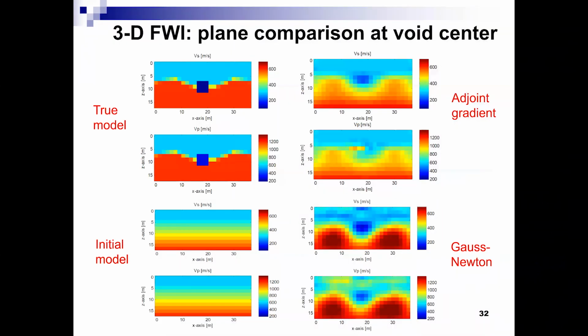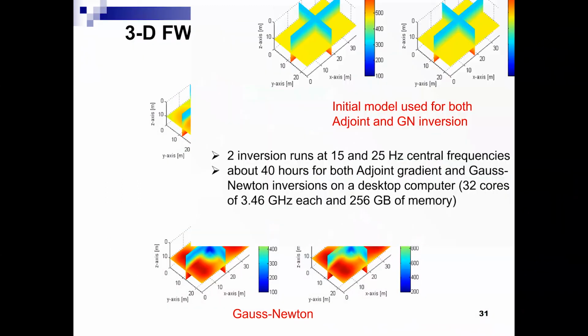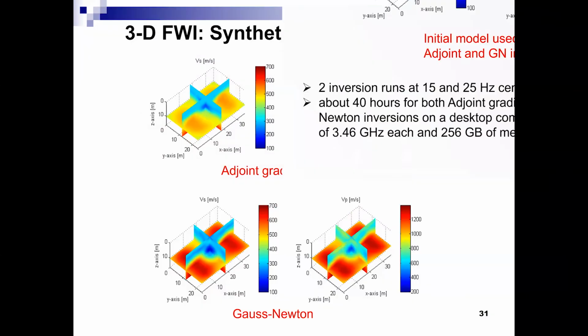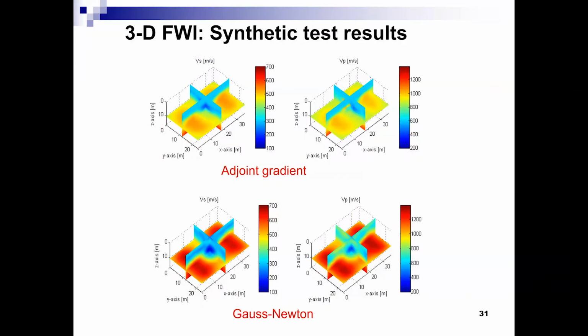And we also have a 2D comparison here. So we take a plane at the center of the void. So this is 3D, but can you go back? So along this plane, okay, we plot it along this plane at the center of the void for detailed comparison.